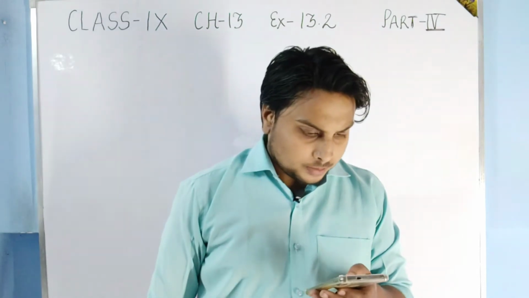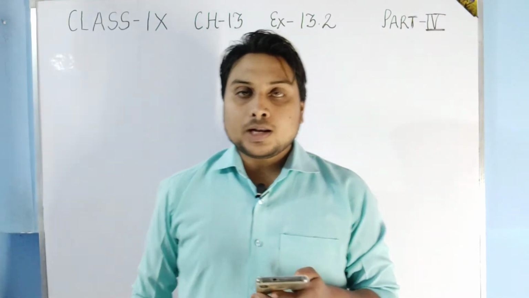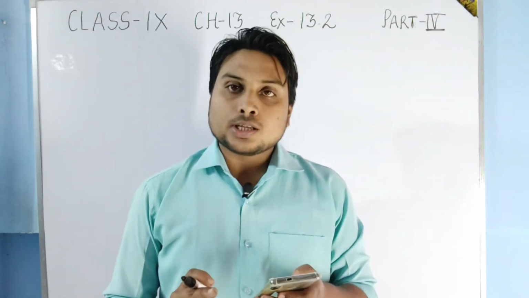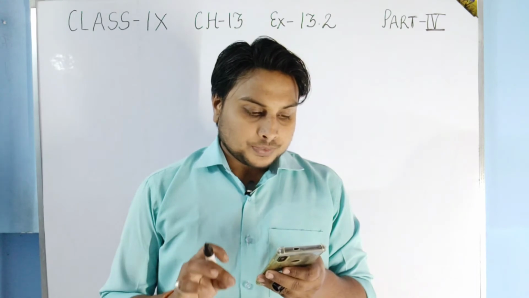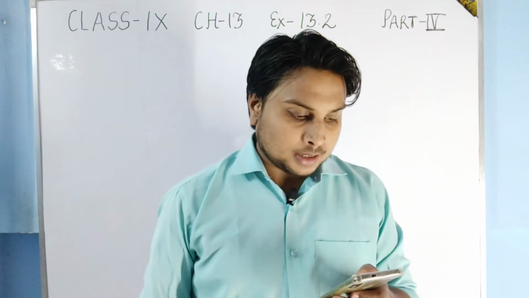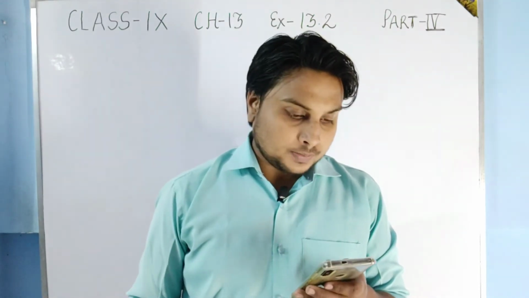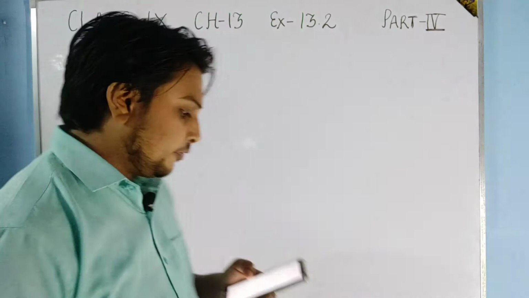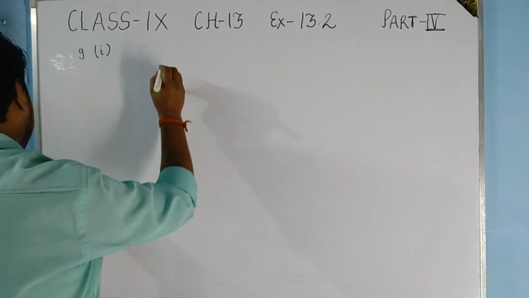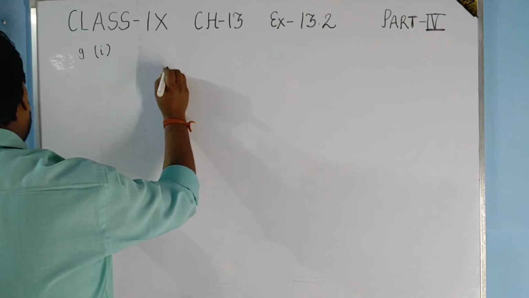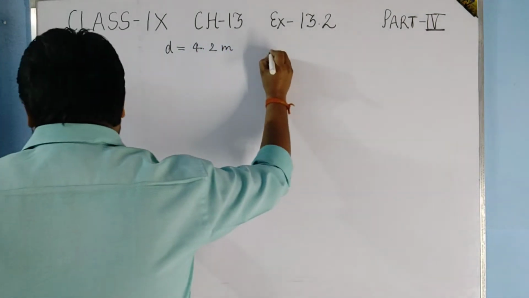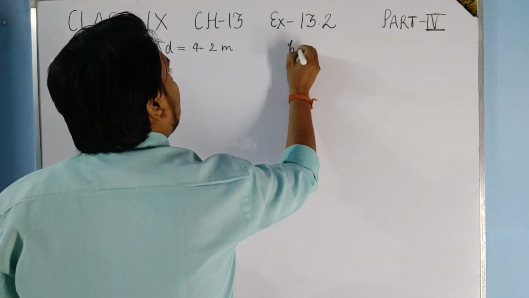Now students, coming to question number 9. Two questions are there. First is the lateral or curved surface area of a closed cylindrical petrol storage tank that is 4.2 meter in diameter and 4.5 meter high. I am just solving the first part of question number 9, where the diameter is given as 4.2 meter and height is 4.5 meter.